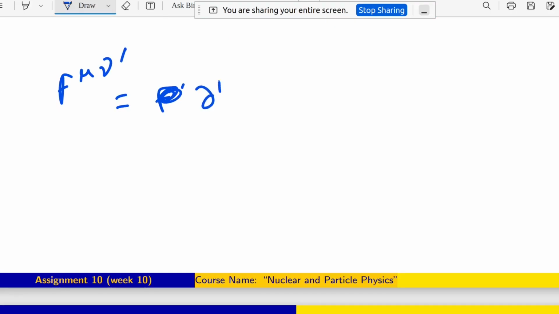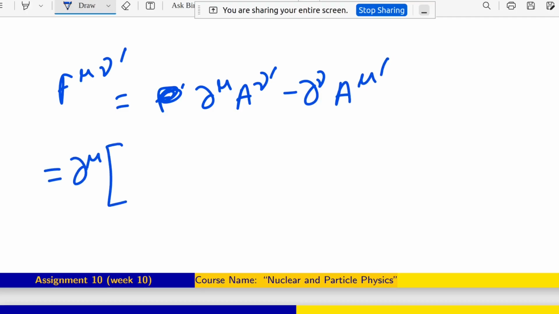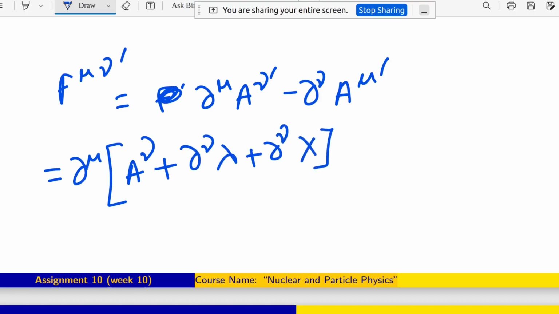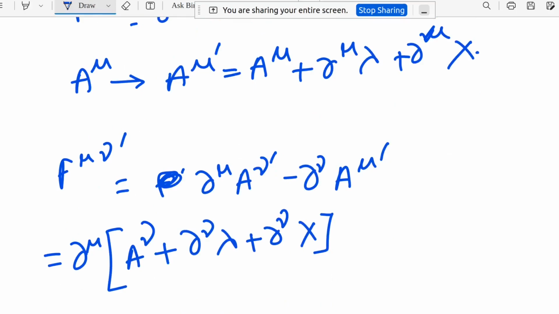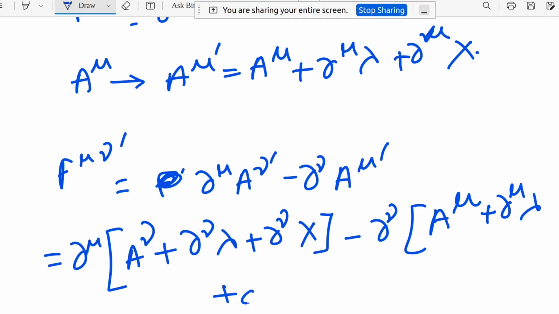It is nothing but del mu a nu prime minus del nu a mu prime. So I am just going to write here, a nu prime is what? A nu plus del nu lambda plus del nu chi, because you can see that we have written here a mu prime equals a mu plus del mu lambda plus del mu chi, and as mu and nu are dummy indices, we can replace that one. I mean, mu can be replaced by nu easily, so we can write like that, del mu a nu plus del nu lambda plus del nu chi minus del nu a mu plus del mu lambda plus del mu chi.